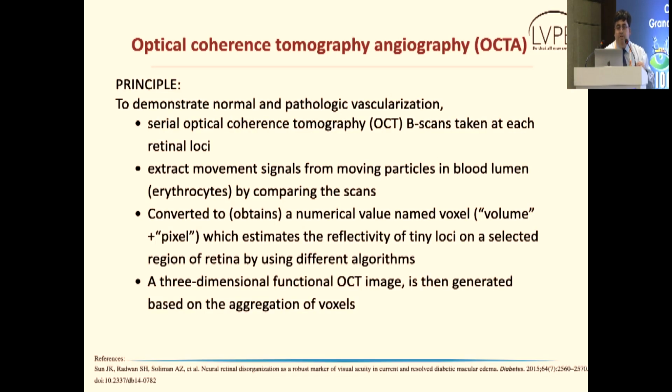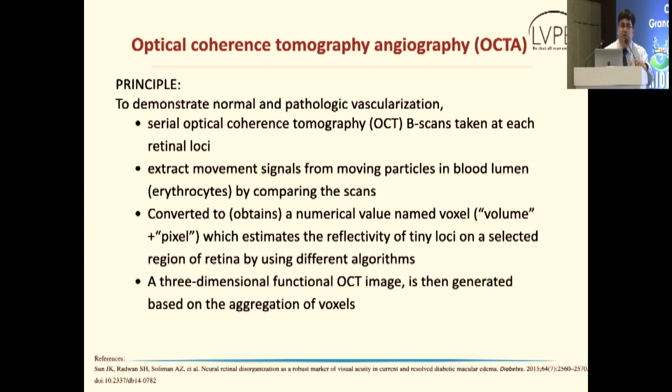To understand the difference in machines, first you need to understand the principle of OCT angiography. To understand normal or pathological vasculature, serial OCT B scans are taken at each particular retinal point, and because of the blood moving within the blood vessels, the signal varies when the scans are repeated at the same point. These are basically reflections coming from erythrocytes within the blood. This reflection change is converted to a numerical value as a voxel, a combined term for volume plus pixel, which is then mapped out for you to see. This all happens within the machine.